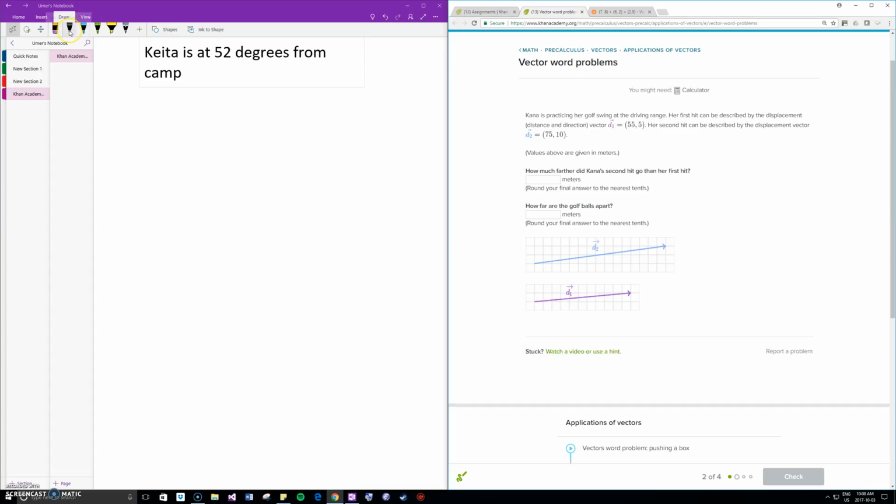Oh, it looks like I don't have purple. I'll just use black then. So, let's see. D1. I'll draw a quick sketch of your X and Y axes. D1, 55.5. Let's say it looks something like this. Let's say this is D1. D1, arrow on top.